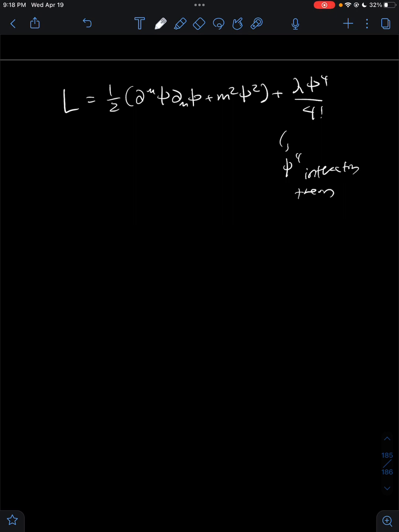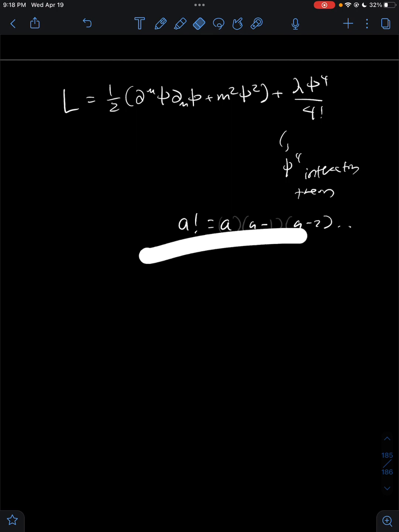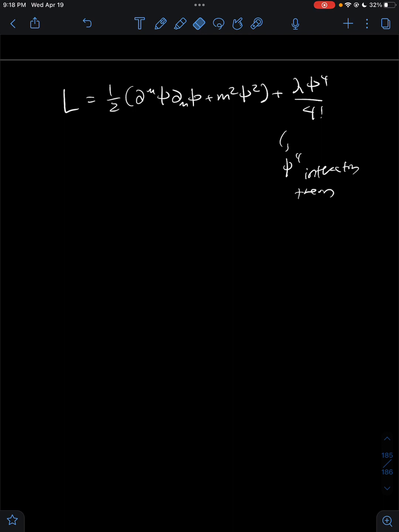And by the way, a factorial, that's just a times a minus 1 times a minus 2, and so on, just for review. So we can add whatever we want to the Lagrangian, right? And the particular thing we add will define different theories. So let's work with the phi-4 interacting theory and see what we get as a result.